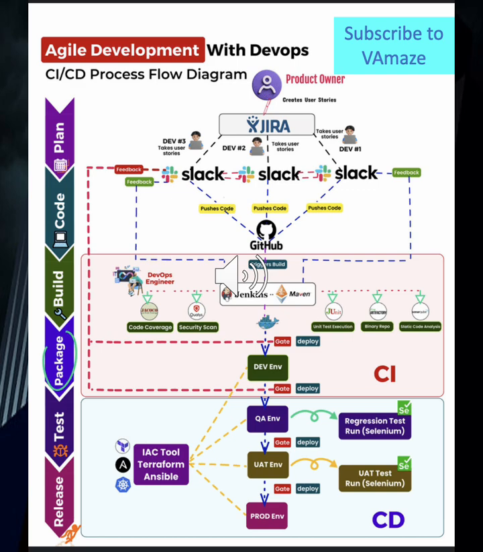Conclusion. This CI/CD pipeline represents a mature DevOps implementation that combines agile development practices with automated deployment processes. It ensures that code changes flow smoothly from developer workstations to production environments while maintaining quality, security, and reliability standards at every step.